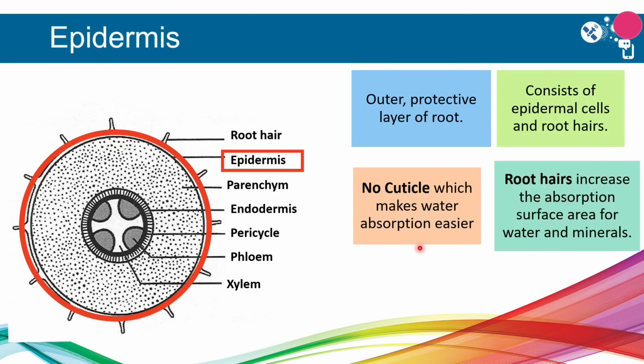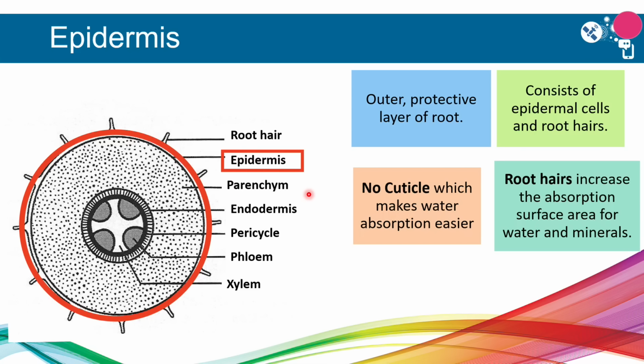And then the root hairs, as you learned in the previous chapter, their function is to increase the surface area for absorption, so that water can be absorbed throughout this area. So there's this larger area from which water can be absorbed. It's not just through this one root in the middle.